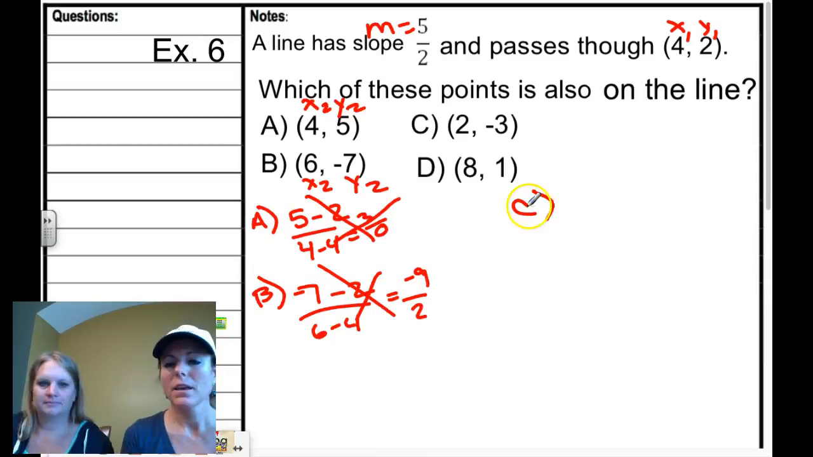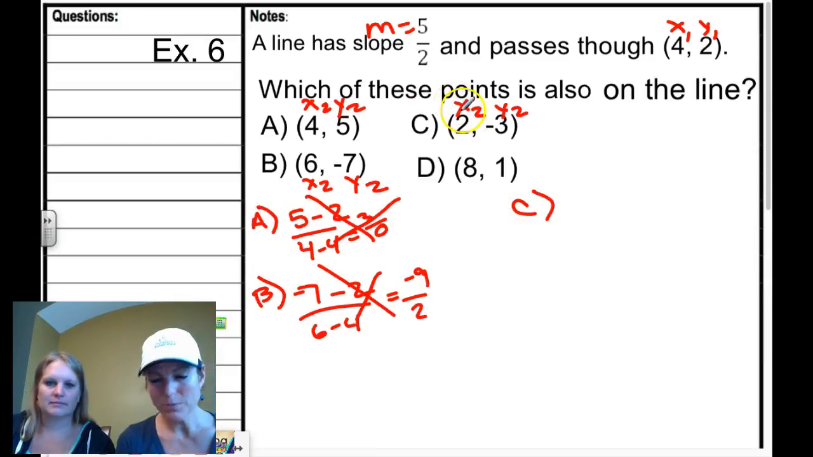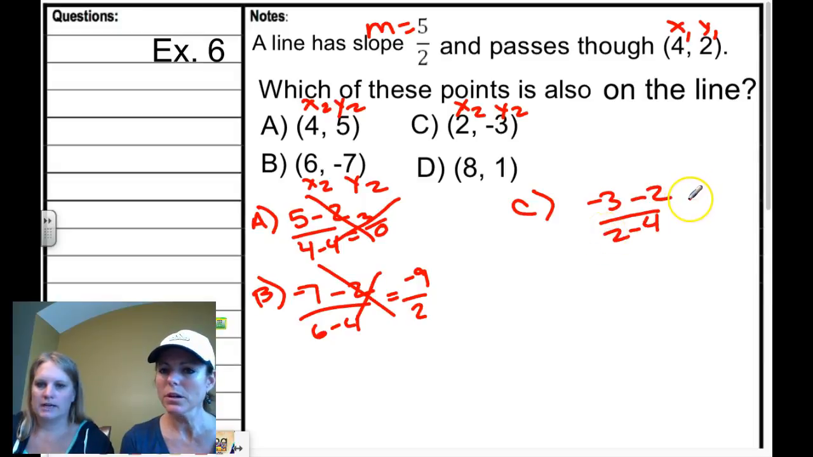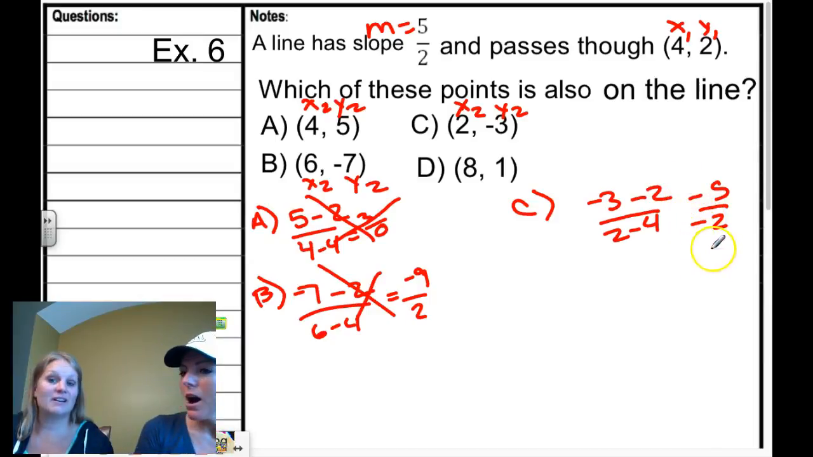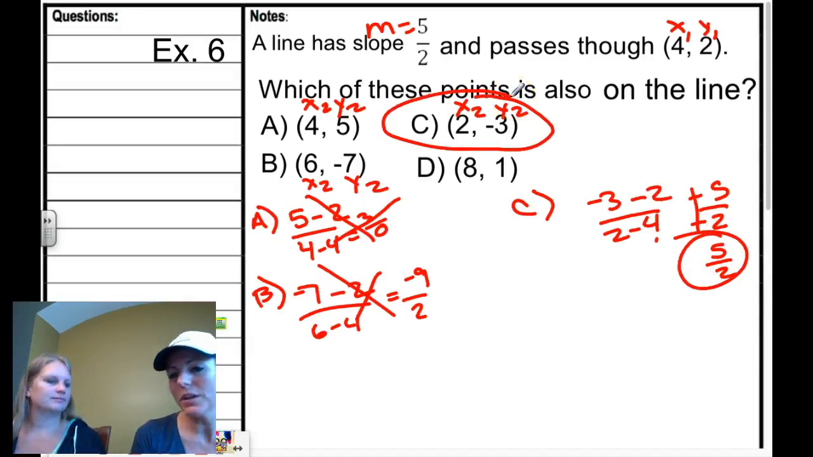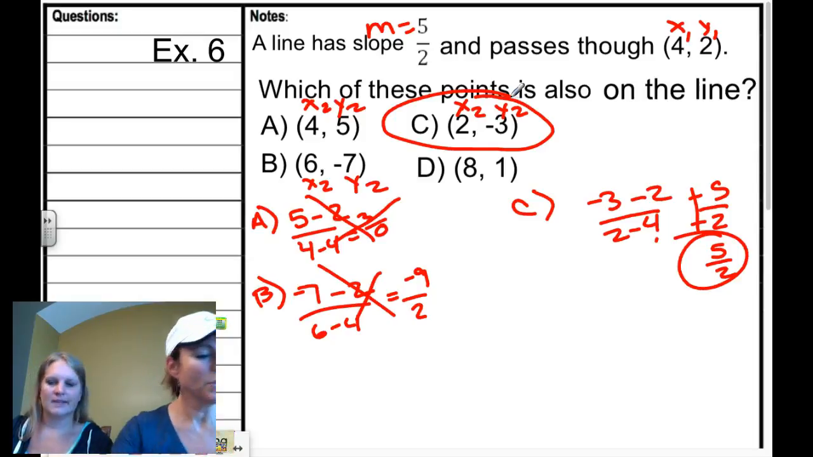All right, so again X2, Y2. So we have -3 minus 2 over 2 minus 4. Oh, this might work. We get -5 over -2, but a negative over a negative cancels and becomes a positive. We found it. So it's C. So even this is our answer. You don't have to check D because you found it, unless you want to, but you don't have to.